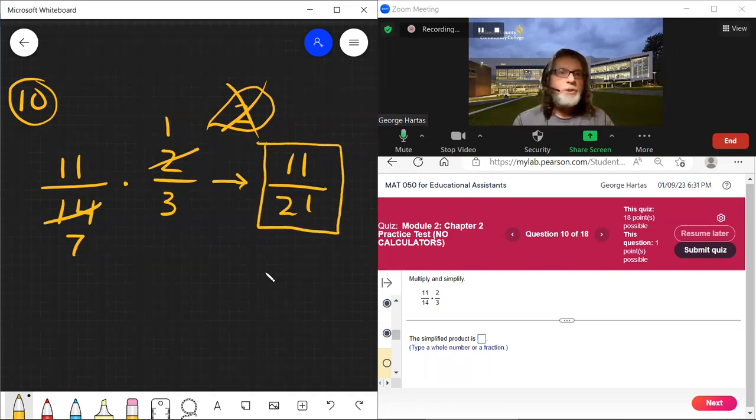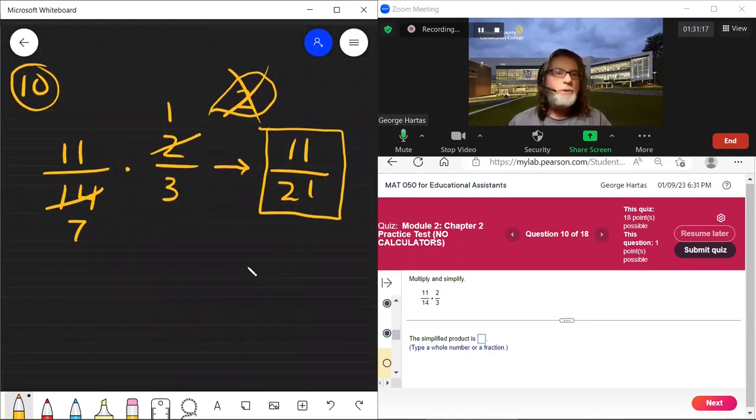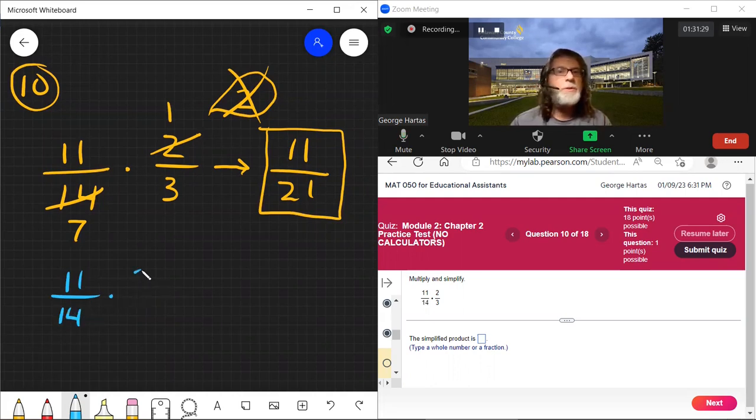Right there. Now, let me just show you the other alternative way to do this. So we have 11 over 14 times 2/3. Now, one thing to remember is that this multiplication dot you see here is really like a bridge between these fractions. You can think of this multiplication dot as connecting these two fractions. So whether these fractions are together or apart like that, as long as there's a multiplication dot, you can think of them as being together.